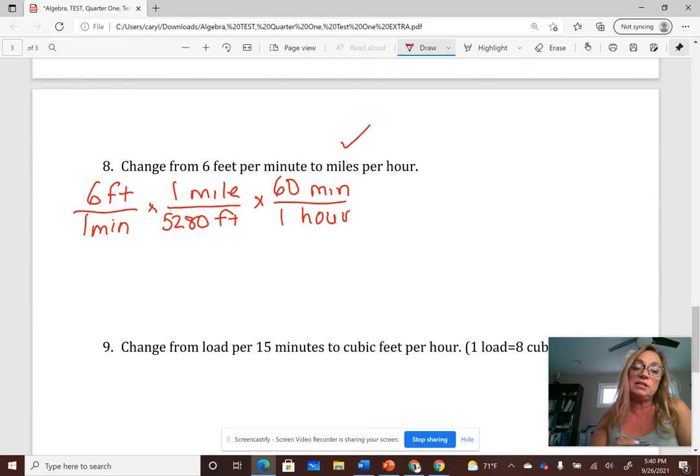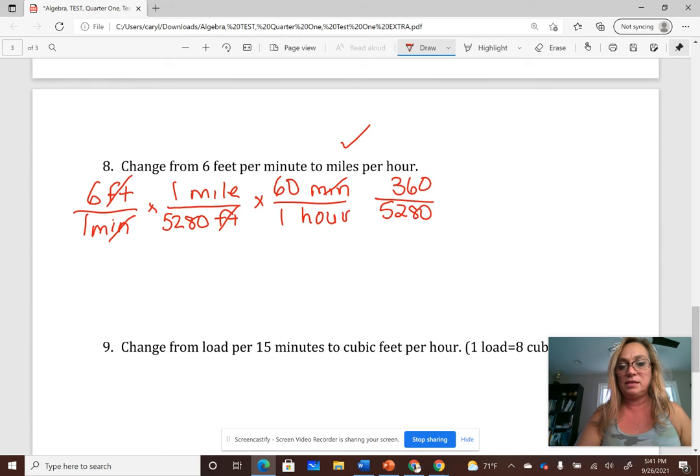Now, you do want to pay attention to where you wrote the words. And maybe I can change colors. No, I can't. Okay, so I'm going to cross out the word feet with feet. I'm going to cross out the word minute with minute. And you notice I'm left with miles per hour. So now you multiply across. So 6 times 60, 360. 1 times 5,280 times 1 is 5,280. So 360 divided by 5,280. And that's going to be 0.068, and I'm rounding, miles per hour.